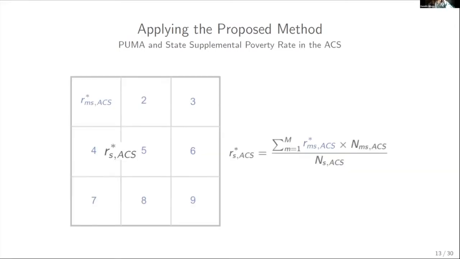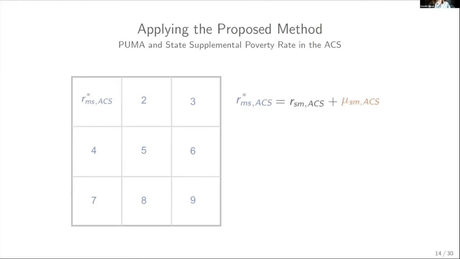You can write the relationship between these two rates as a weighted average, but I'm particularly interested in the poverty rate at that micro data level. I'm going to write the observed poverty rate in the PUMA using that survey data as a function of what is true and unknown, that true and unknown rate, and the relative error or noise from the imputation, mu.